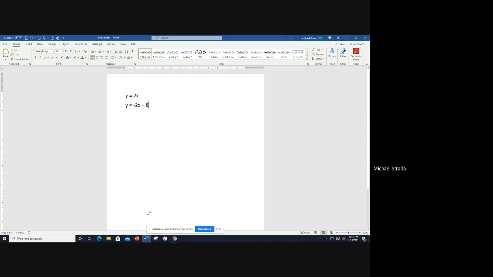When we graph those lines, realize this one's starting at 0, 0, and has a slope of 2. So it's going to go up 2 and over 1. This one starts at 8, that's its y-intercept, but it's going to go down 2 and over 1. I'm going to do it on a computer program to make it clearer for everybody.